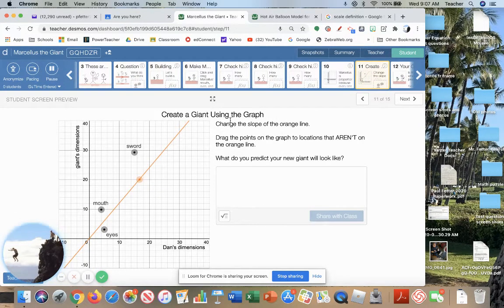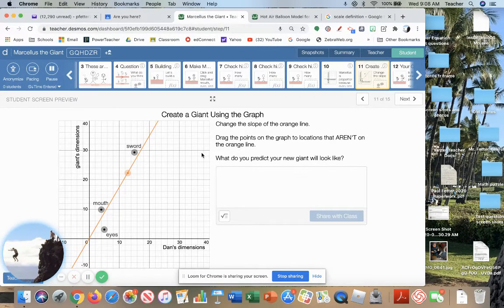Okay, so we want to create a giant using the graph. Change the slope of the orange line. All right, so I can change this slope. Let me see. Okay, so each of these lines is 2, 2, 4, 6, 8, 10. So if I change this to, let me go up to here, that means that I'm going up 4 and then to the right 2. So that's a slope of 2. Okay, so I'm changing them to twice the size, and then drag the points on the graph to locations that aren't on the orange line.